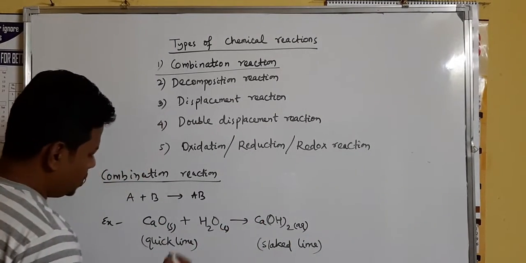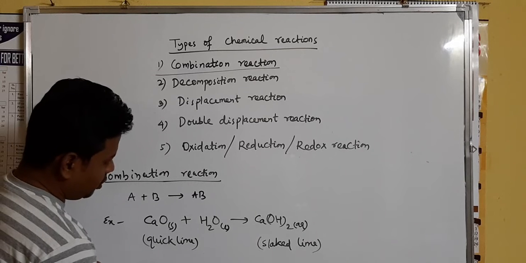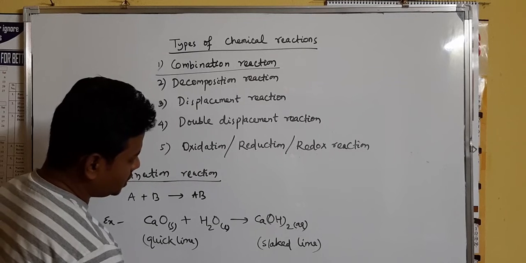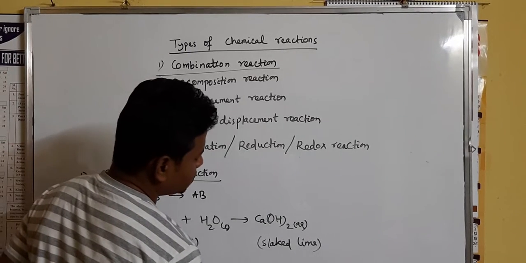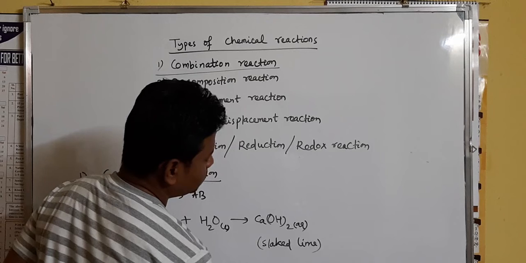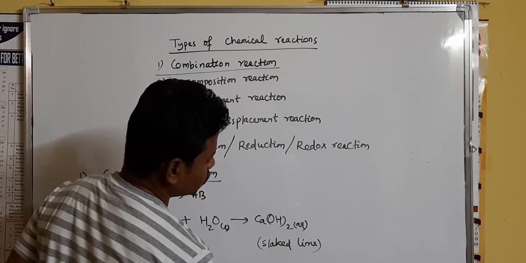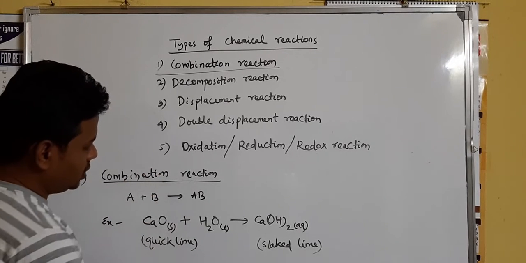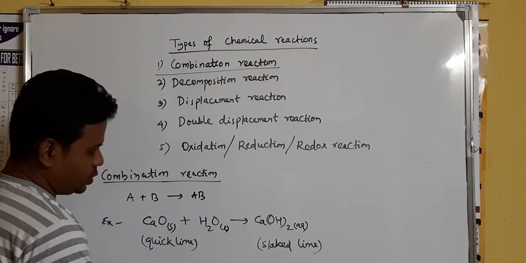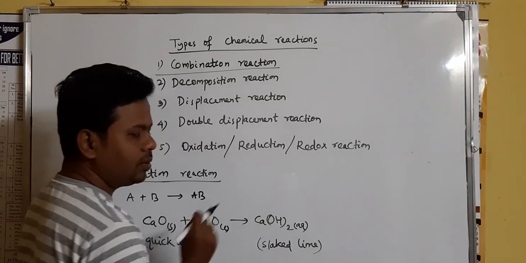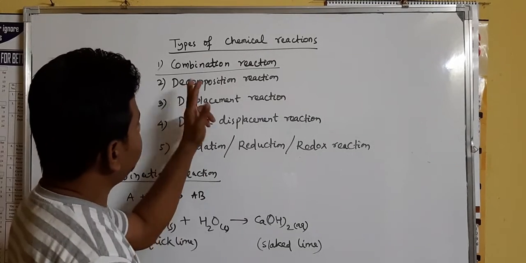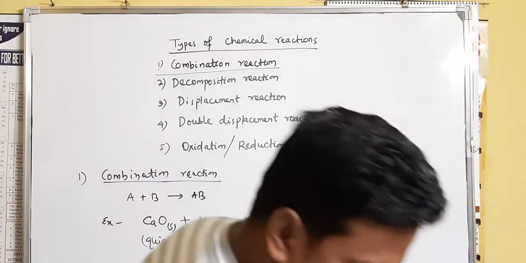Similarly, you can take the example you have already taken, 2Mg solid plus O2 gas forms 2MgO solid. This can also be called a combination reaction because there are two reactants and a single product. So this is all about combination reaction. We will discuss now the second, that is decomposition reaction.